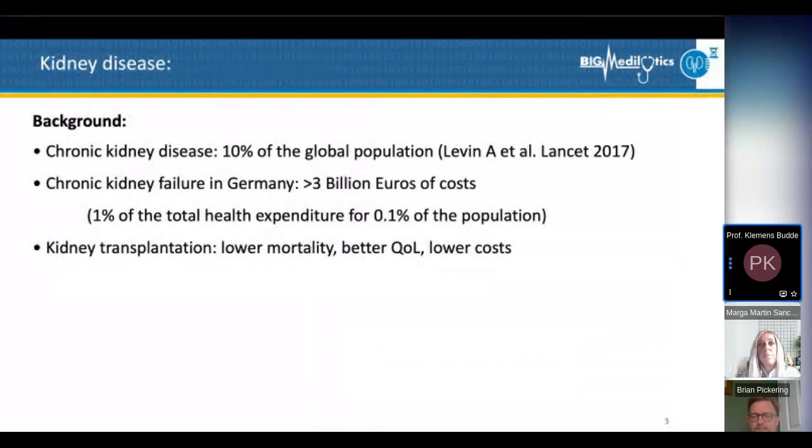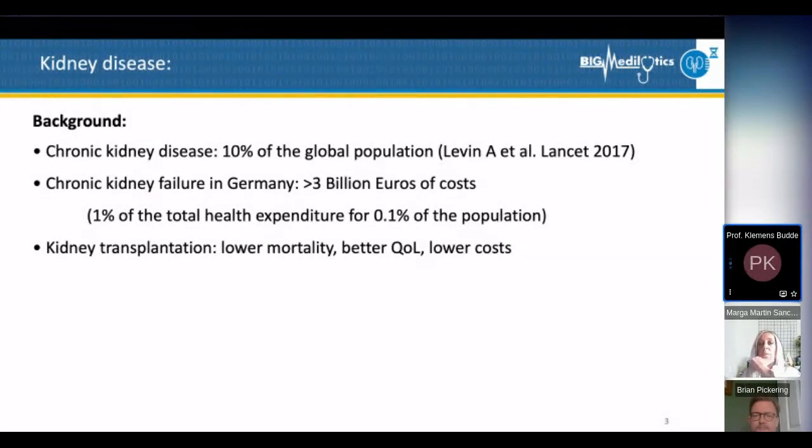So I'm going to start with kidney disease, and kidney disease is a major population burden for the population. 10% of the global population have some kind of kidney disease. Fortunately, only very few patients have chronic kidney failure, but this is a very costly procedure to be on dialysis, and we all know that the quality of life is really reduced, and you are just merely allowed to survive.